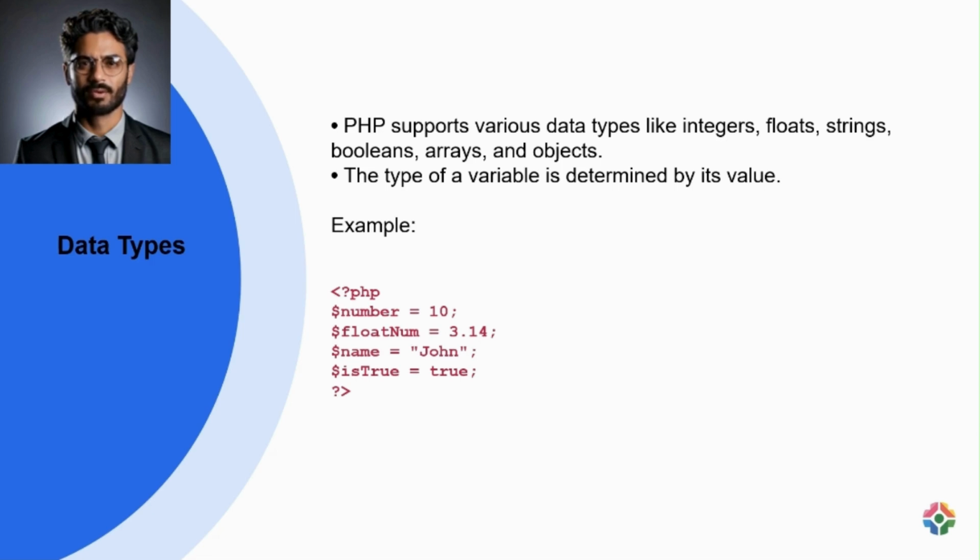For example, $number = 10, integer; $floatNum = 3.14, float; $name = "John", string; $isTrue = true, Boolean. Understanding data types in PHP is crucial for performing operations and manipulating data effectively in PHP scripts.